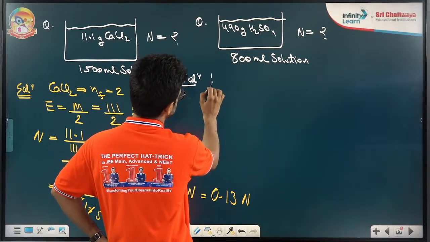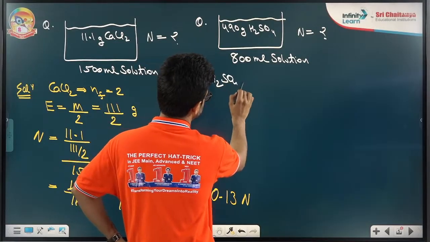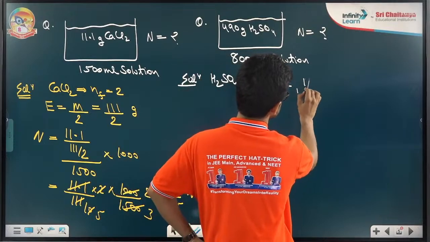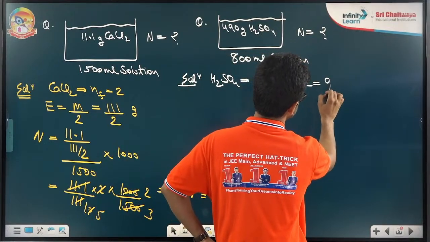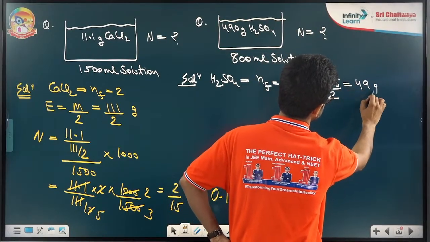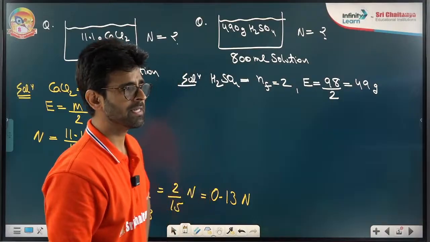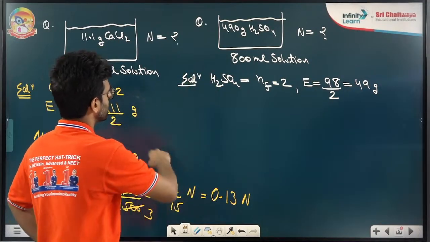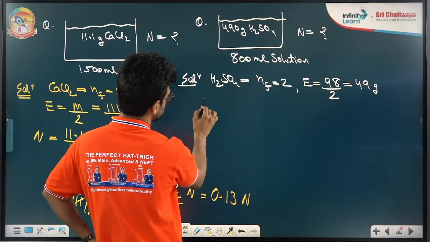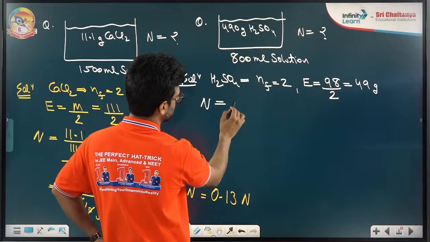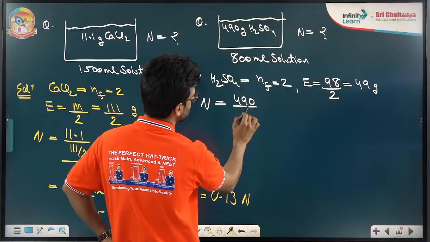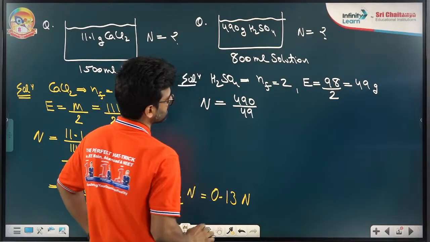For sulfuric acid, we know very well its n factor is 2, right? So what is its equivalent weight? 98 is the molar mass divided by its n factor 2. So 49 gram is the equivalent weight, right? So we can find the number of gram equivalents easily. What is normality? 490 is the given weight divided by the equivalent weight, 49, right?